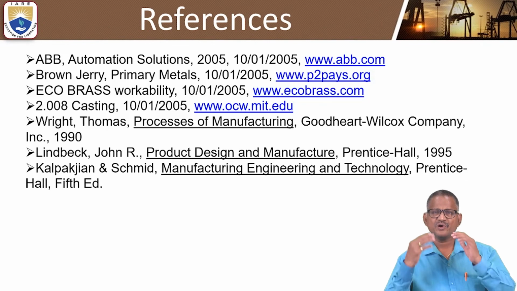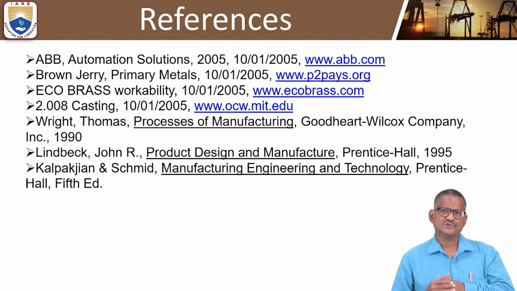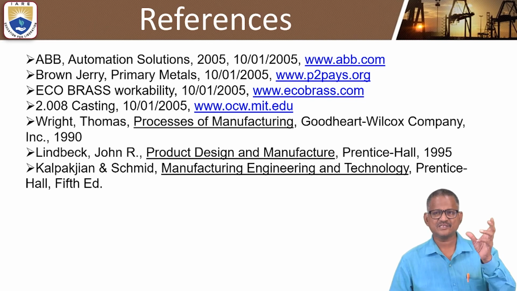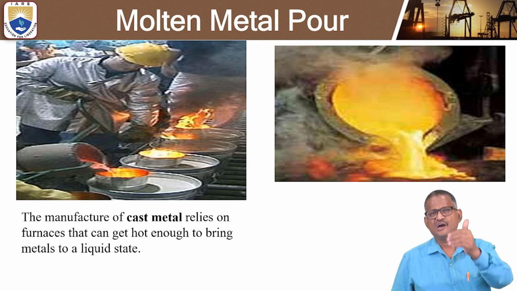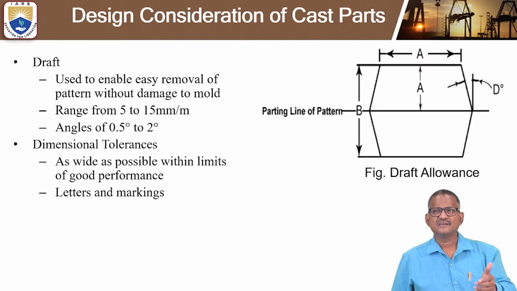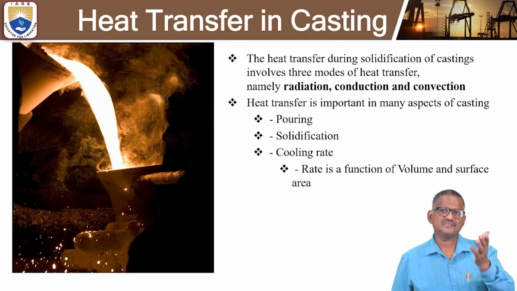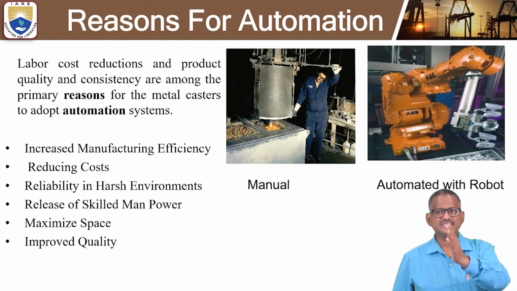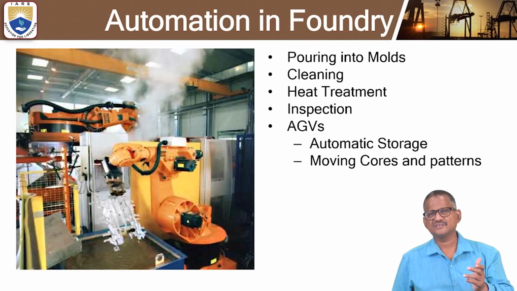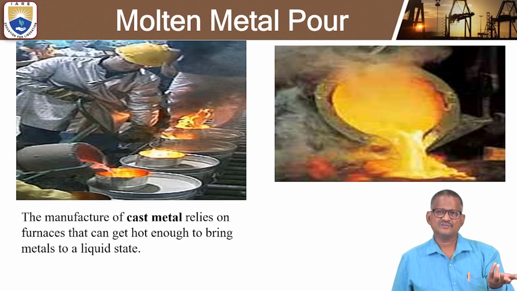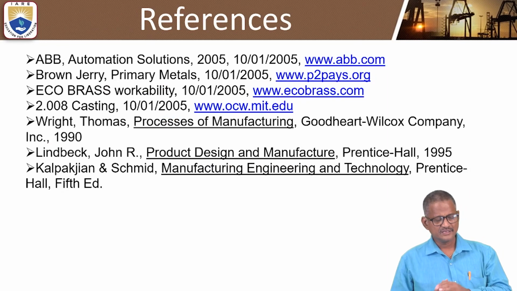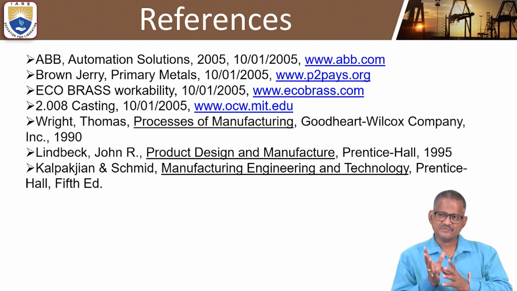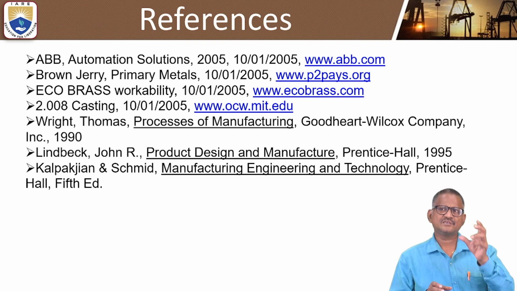And these are some important references where you can refer to all these diagrams and animations, like how the molten metal is poured into the mold cavity, how the series of processes occur, some design parameters, heat transfer in the castings, and the manual versus automated robot. All these come under the effective side. So this is the overall idea of metal casting, where you need to have a good quality product while using automation.